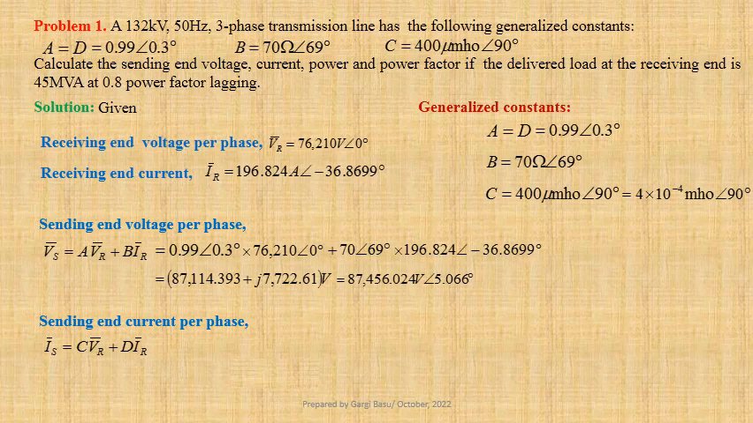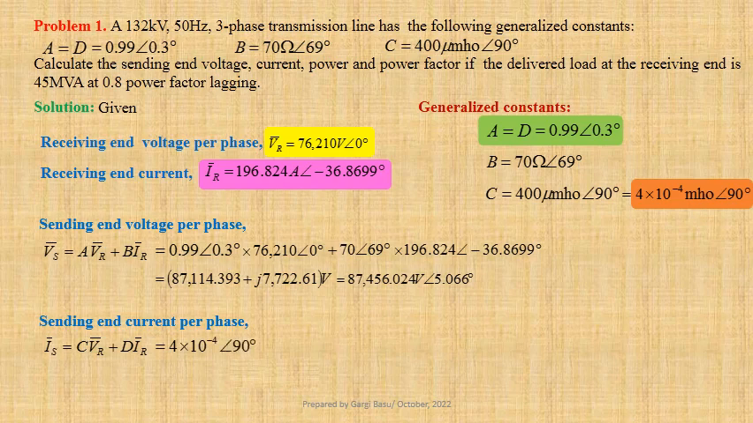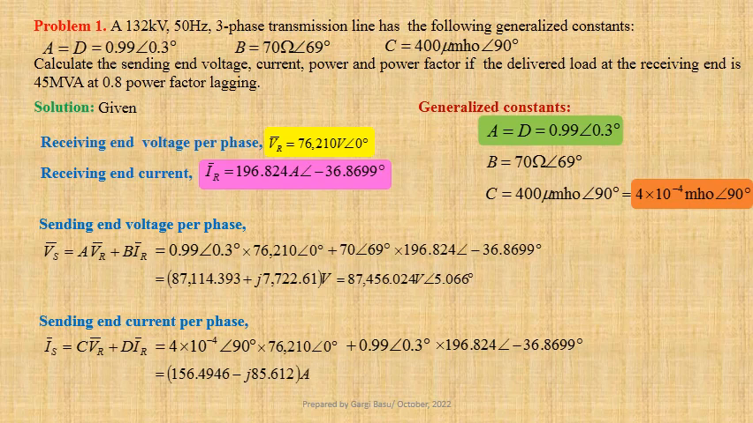and sending end current per phase Is equals C times VR plus D times IR. Using values we get 4 into 10 to the power minus 4 at an angle 90 degree into 76,210 at an angle 0 degree plus 0.99 at an angle 0.3 degree into 196.824 at an angle minus 36.8699 degree. That gives us 156.4946 minus j times 85.612 ampere. This may be written in polar form as 178.38 ampere at an angle minus 28.6813 degree.